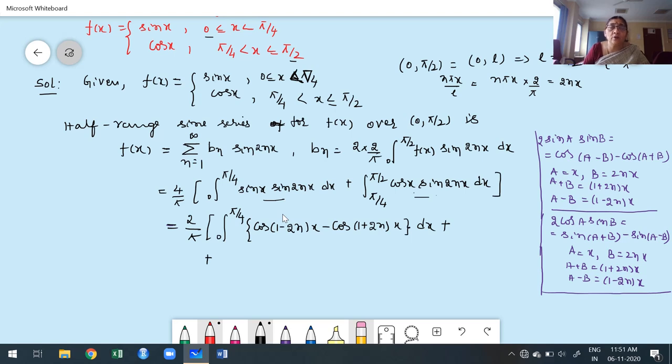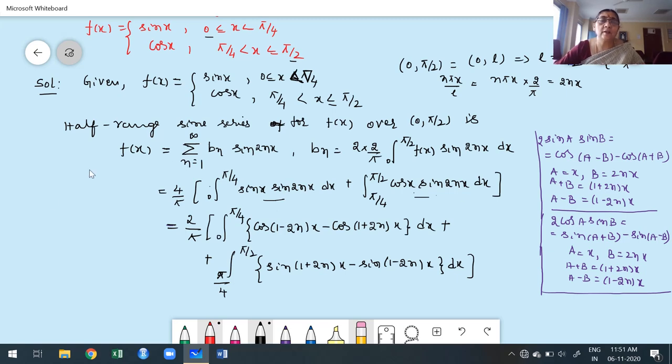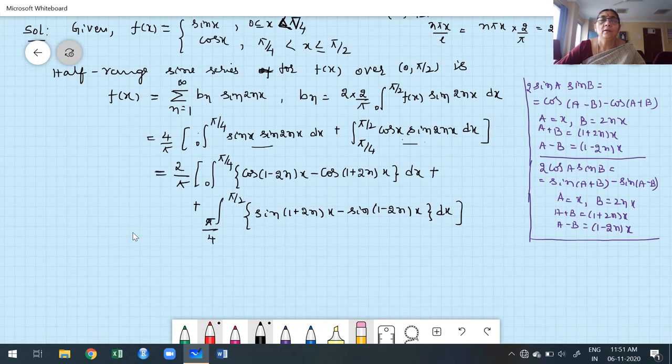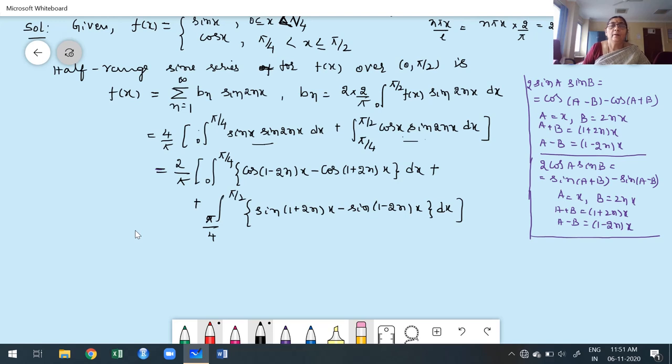I move to the second integral. Again, I have to multiply the first integral and also the second integral by 2. You already taken 2 inside the bracket. Pi by 4 to pi by 2. 2 cos A sin B is nothing but sin of (A plus B), means (1 plus 2n) into x, minus sin of (A minus B), (1 minus 2n) into x, with respect to x. Okay. In the next step, I have to integrate.